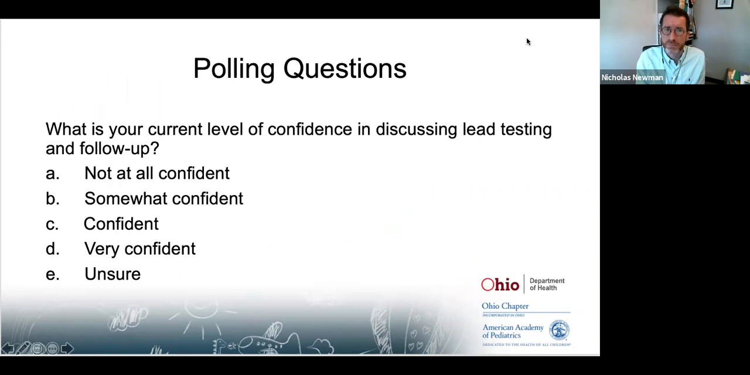So that's the end of me going on and on. What we were asking was just to rouse everyone out of their torpor now. Just a few polling questions, in part to find out where everybody is, and then also to use this to inform our next talk a little bit. The first question is: what's your current level of confidence in discussing lead testing and follow-up? There are five levels. We know that some of these questions won't pertain to everyone, but this one should.